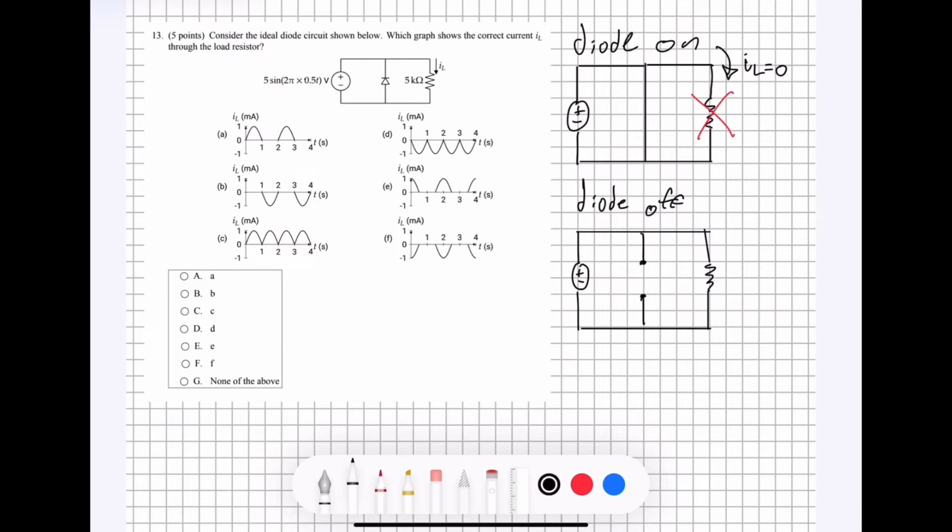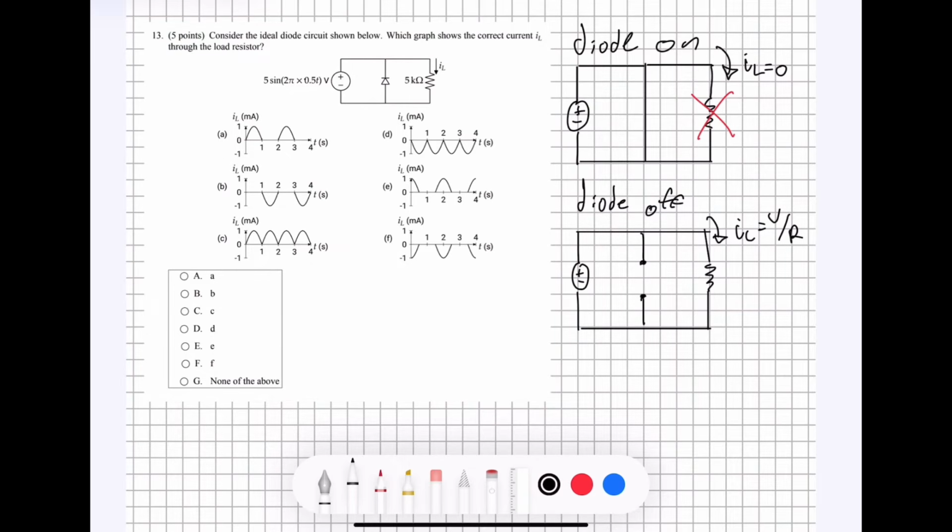So then in this circuit, all of the current is going to be flowing through the resistor, because obviously it can't flow through the open circuit here, which means that IL is going to be equal to the input voltage divided by resistance according to Ohm's law.